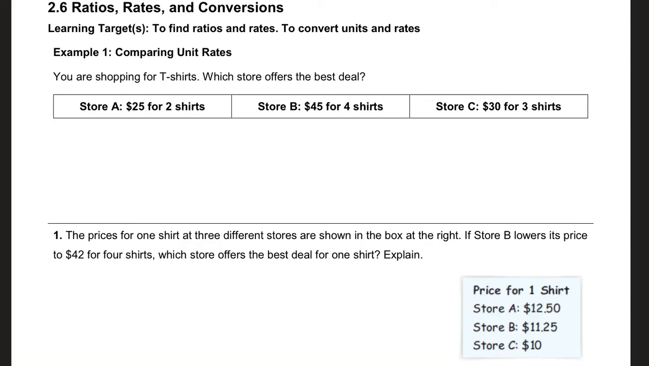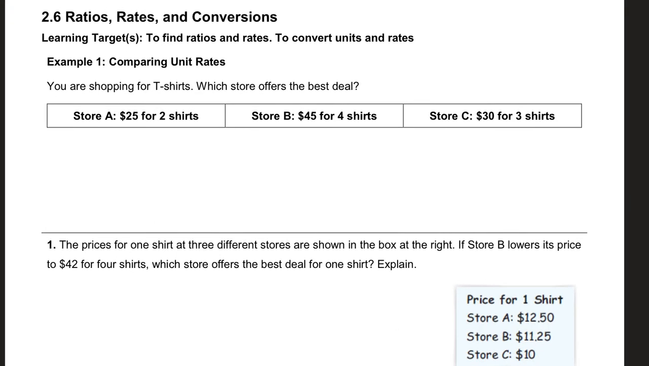Okay, so moving on a little bit from solving equations for a minute, we're going to talk about ratios, rates, and conversions. So in this lesson, we're going to talk about ratios, rates, and then we're going to be converting units and rates. So first, talking about comparing unit rates. A unit rate is a unit like miles per hour. It's a number over another number, a unit over another unit. So it's like a fraction where you have 60 miles per hour.